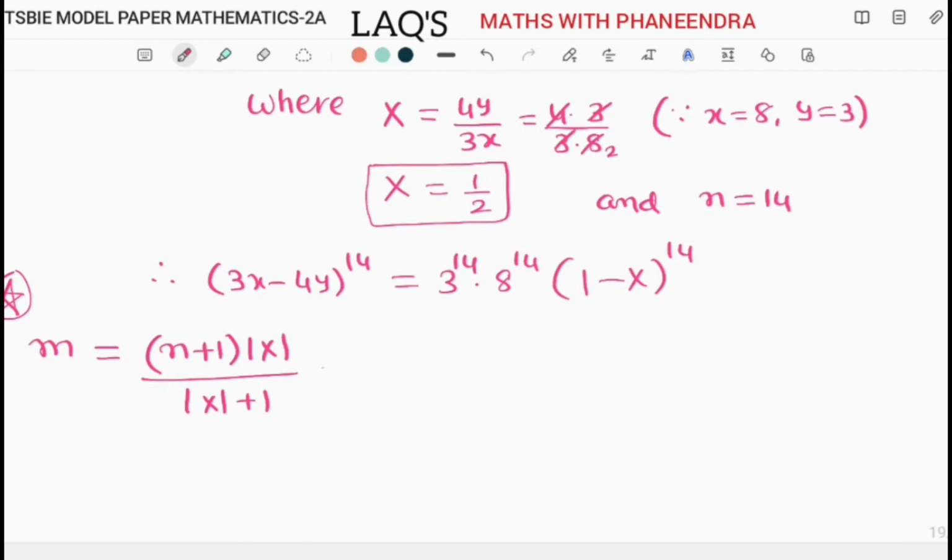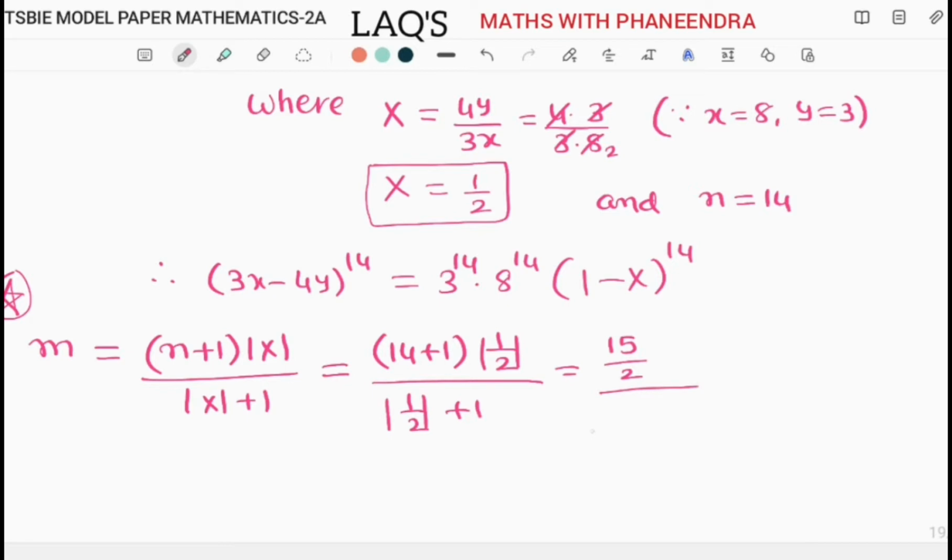See here, the calculation is going on. n is equal to 14. So 14 plus 1 into mod x, which is 1 by 2, divided by 1 by 2 plus 1. Mod means we can consider it positive anyway. So 15 into 1 by 2 is 15 by 2, whole divided by 1 by 2 plus 1 which is 3 by 2. So 2 gets cancelled, 15 by 3 which is equal to 5. So m value we got as an integer. So therefore m is equal to 5, an integer.